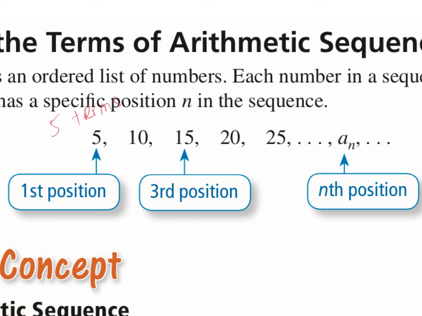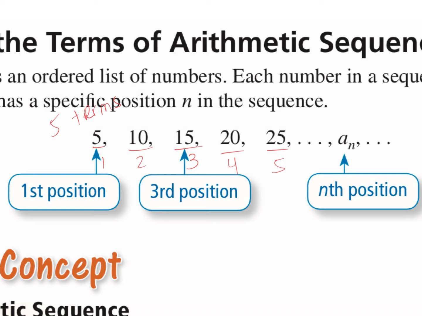Now, each of these numbers is in a position, okay? And we start labeling the positions by 1, 2, 3, 4, and 5, right? So which number is in the first position? 5. Which number is in the 5th position? 25, okay? So we're going to label them. Position number 1 is number 5. Position number 2 is number 10. Position number 3 is number 15. And position number 4 is number 20, okay?